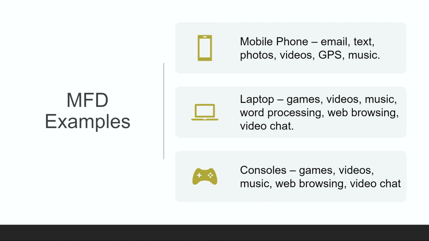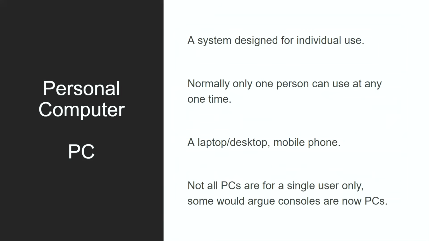Examples here, we have mobile phones, laptops, consoles, and I've given a mobile phone example already. Laptops, I play games, I edit videos, I watch videos, I play music, I do word processing, web browsing, web development, video chat. Consoles, now they were originally made to play games, obviously, but now we can also watch videos, play music, browse the web, and do video chat with some of them as well. So again, any device that does more than one thing.